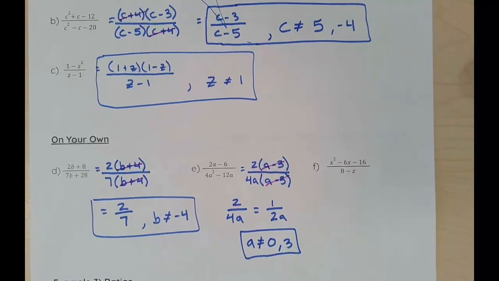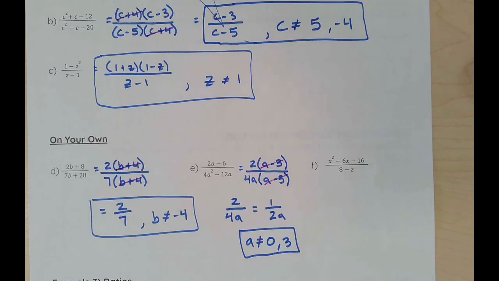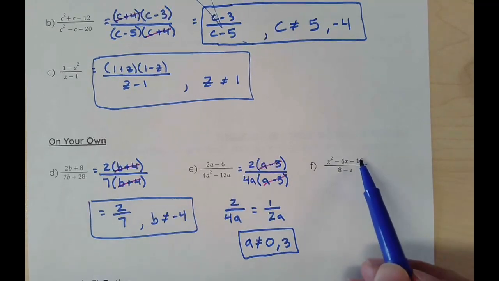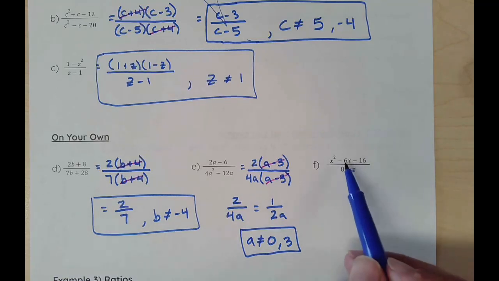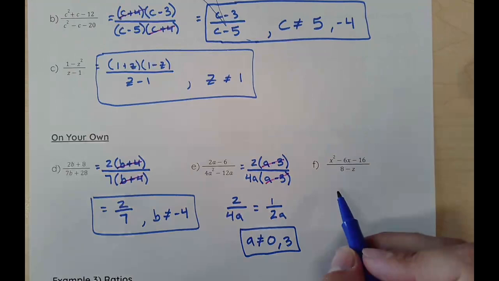And our last one, F. Okay, looking at F, I'm looking to see if I can factor my quadratic. What multiplies to negative 16 and adds to negative 8? Excuse me, adds to negative 6. It's going to be negative 8 and 2. So x minus 8, x plus 2.